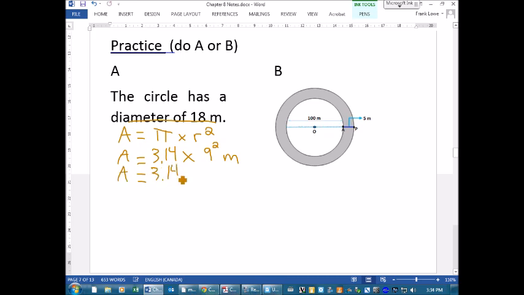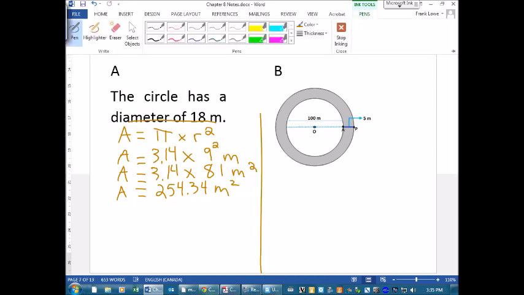Okay, that gives us 3.14, because we got to do this exponent first, times. What's 9 times 9? You should know this one. 81 meters squared. Then we plug that in. So 3.14 times 81 equals 254 and 34 100ths of a meter squared. Okay. All right. Next one.